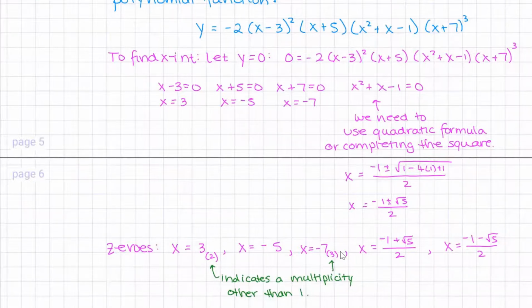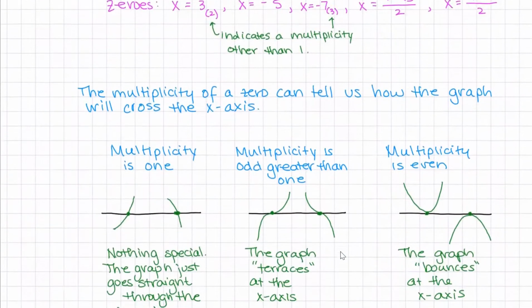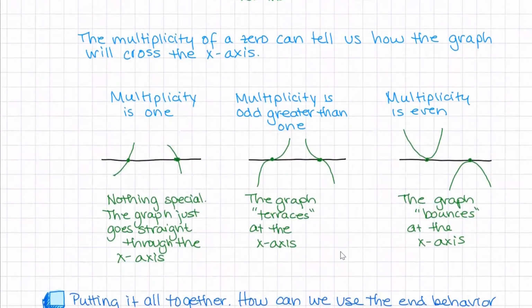Okay, so what do we do with that? Well, the multiplicity can tell us how the graph is going to cross the x-axis. If the multiplicity is 1, that's when it just goes straight through, it doesn't do anything special. If the multiplicity is odd, greater than 1, that means it terraces. That's when it flattens out. So just for one brief moment in time, the graph flattens, and then it continues up.